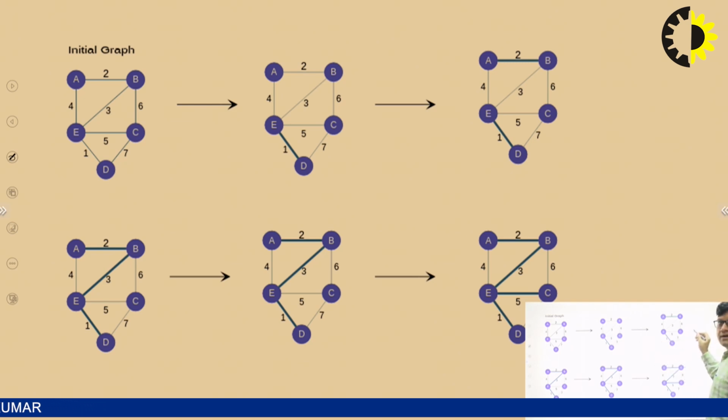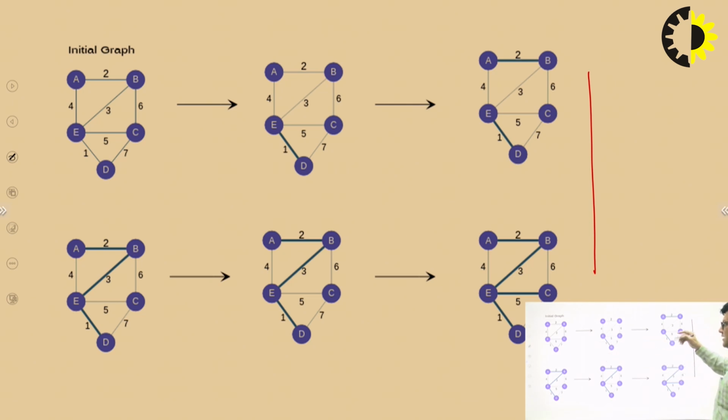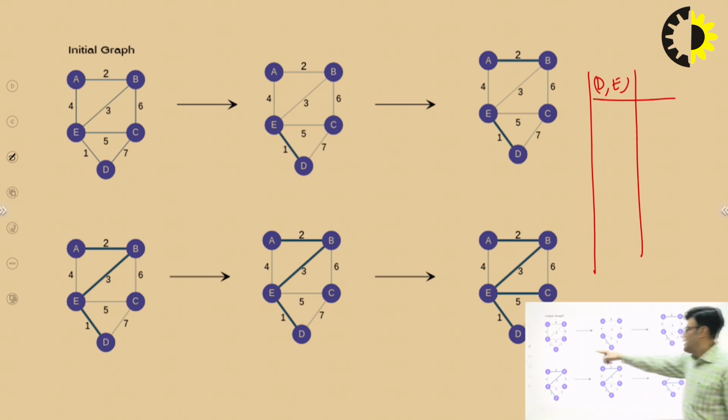In a table. Let me make a table here. For example, the minimum is A, B, C, D, E. So D to E. We have traveled from D to E. This edge is there and having minimum weight 1. So I put it at number 1.